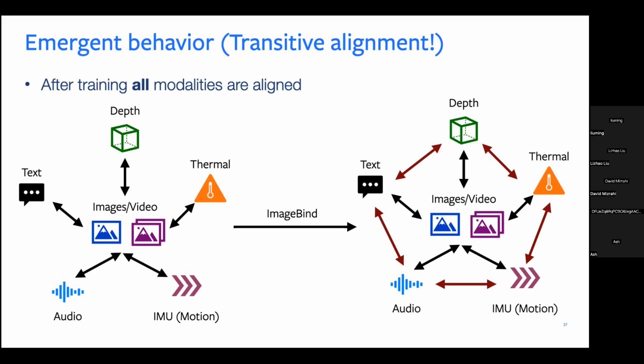So after training, because we've been aligning everything to images, we're actually able to observe that the modalities themselves are aligned. So basically depth and text, we do not have a single training example of depth and text co-occurring. But after aligning everything to images, we can take the depth embeddings of the depth model and the text embeddings of the text model, and we can see good correspondence between them automatically. And this behavior seems to emerge for all the different modalities that we have studied.